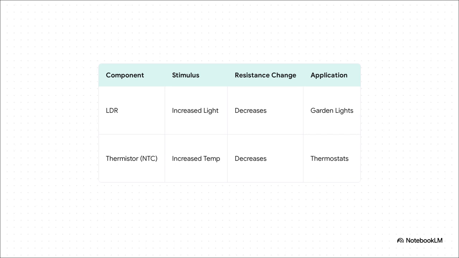This table lays it out perfectly. For an LDR, the brighter the light, the lower its resistance gets. That's the secret behind how your garden lights know to turn on when it gets dark. And for the most common type of thermistor, an NTC, as the temperature goes up, its resistance goes down. That's the key part in everything from your home thermostat to the fan controller keeping your computer from overheating.